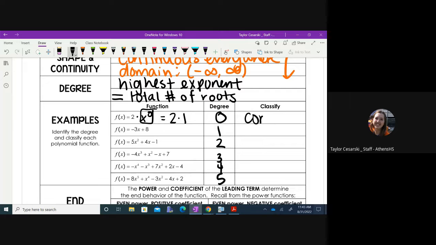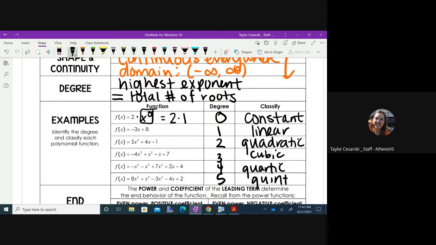That would be called a constant, linear, quadratic, cubic, quartic, and quintic. So make sure you're familiar with that sort of vocabulary because we'll be using it a lot.